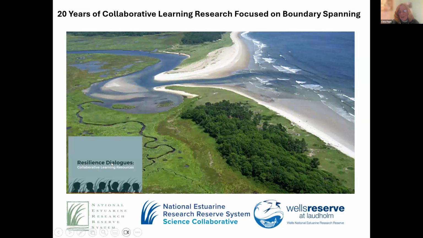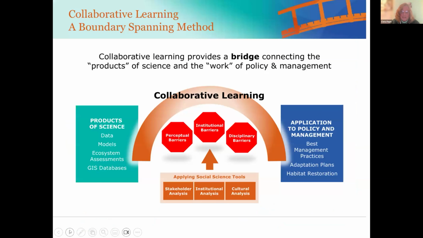We use the collaborative learning research approach, which we've worked on here at the Wells Reserve for 20 years with the help of other units in the reserve system, as well as the Science Collaborative. And collaborative learning is built upon 3 different foundational theories about conflict management, adult learning, and systems thinking. So that all comes through in the training approach. The resilience dialogue that you see on the corner is a guidebook that we developed earlier with about 13 different reserves for how to do collaborative learning, a very practitioner-focused guide.